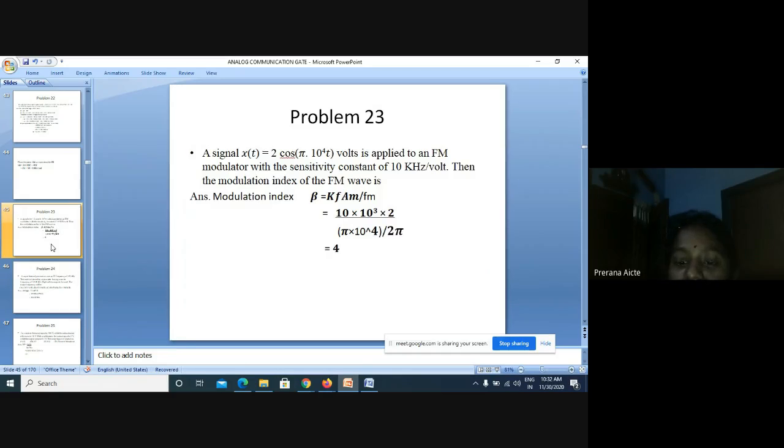When beta is less than 1, it is narrowband FM. When beta is greater than 1, it is wideband FM. This is your wideband FM. The beta will be equal to KF into Am by fm.